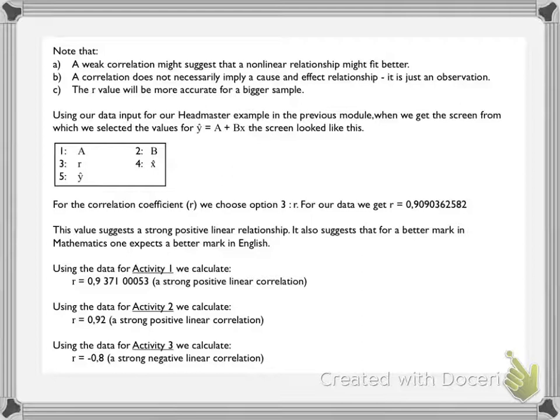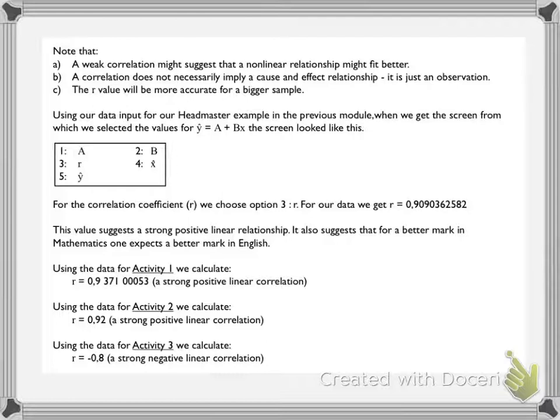So think about what we discussed in the previous video and in grade 11, where possibly an exponential or a parabolic graph might have a better fit. Correlation does not necessarily imply a cause and effect. It's just an observation. An example I remember looking at in a grade 9 lesson was, when there are more fish in the sea, are there more seals? What was the cause? What was the effect? In other words, did the increase of fish bring the seals? We're not sure about that. The R value will be more accurate for a bigger sample. That goes with most of our data.